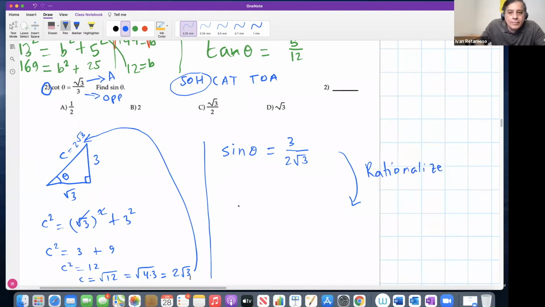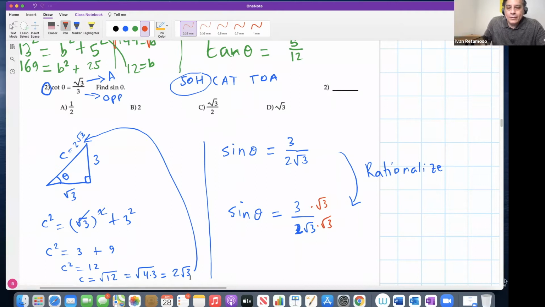Well, you multiply by a square root of 3 top and bottom, right? I see some corrections there. Let me check. Times the square root of 3 here, times the square root of 3 here. Yeah, very good, Jingjing. Yeah, fix it.